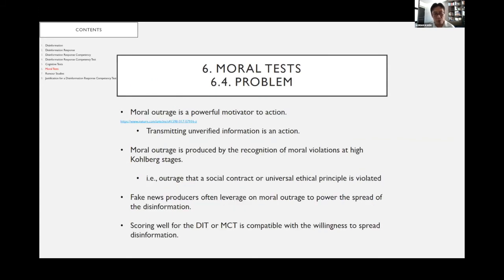What are the problems with respect to the moral test? The main problem here is that moral outrage is a powerful motivator to action. And presumably the higher you score on Kohlberg stages, the more aware you are of moral norms, moral principles that are being violated, and hence the more susceptible you are to moral outrage. So it could turn out that someone who scores well for DIT or MC will be someone who is actually willing to spread information when provoked by moral outrage.